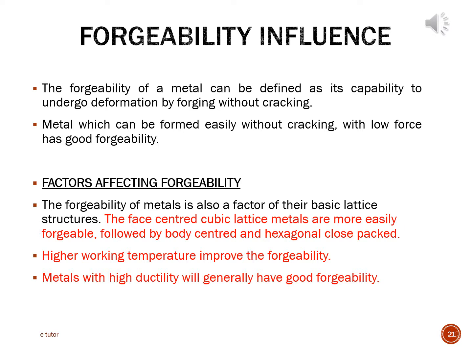What is forgeability? Forgeability is the capability of a material to undergo deformation by forging. What are the factors affecting forgeability? The basic lattice structure affects the forgeability. Face-centered cubic lattice metals are more easily forgeable, followed by body-centered and then hexagonal close-packed structures. Higher working temperature improves the forgeability. Metals with high ductility will generally have good forgeability.